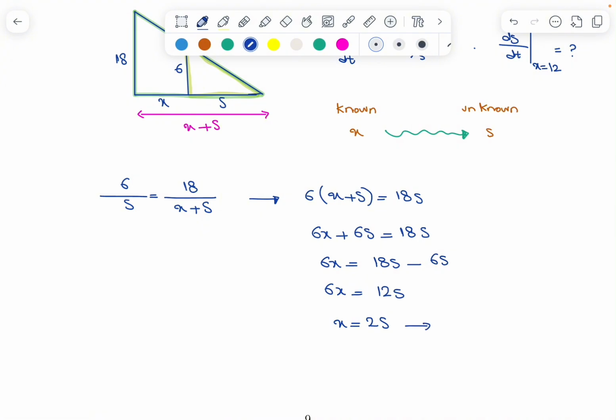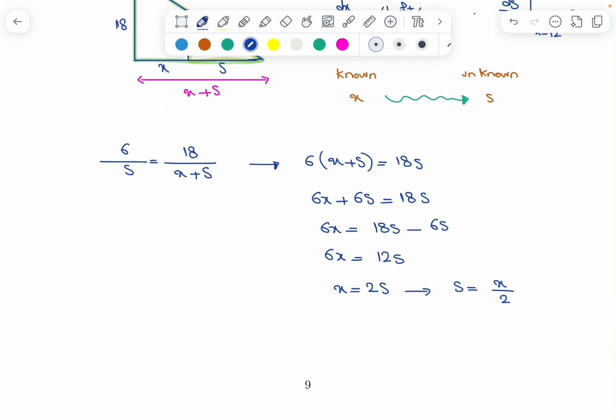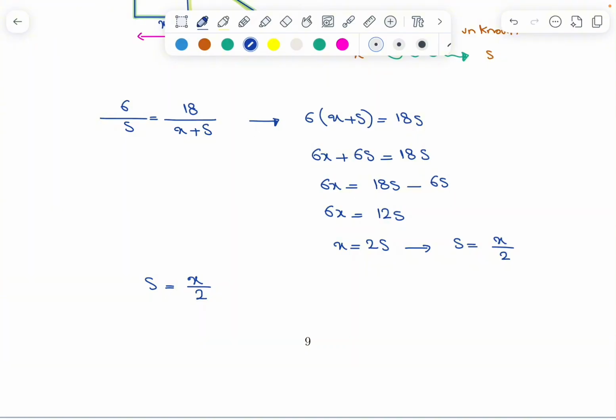So from here, you can find s. s would be x divided by 2. Now, this is the relationship between x and s. Now, you must take the derivative with respect to time from both sides of this relationship. So, d/dt of s would be equal to d/dt of x divided by 2. ds/dt is equal to the derivative of x divided by 2 with respect to time, using the chain rule, which would be 1/2 dx/dt. So, therefore, you could find ds/dt.